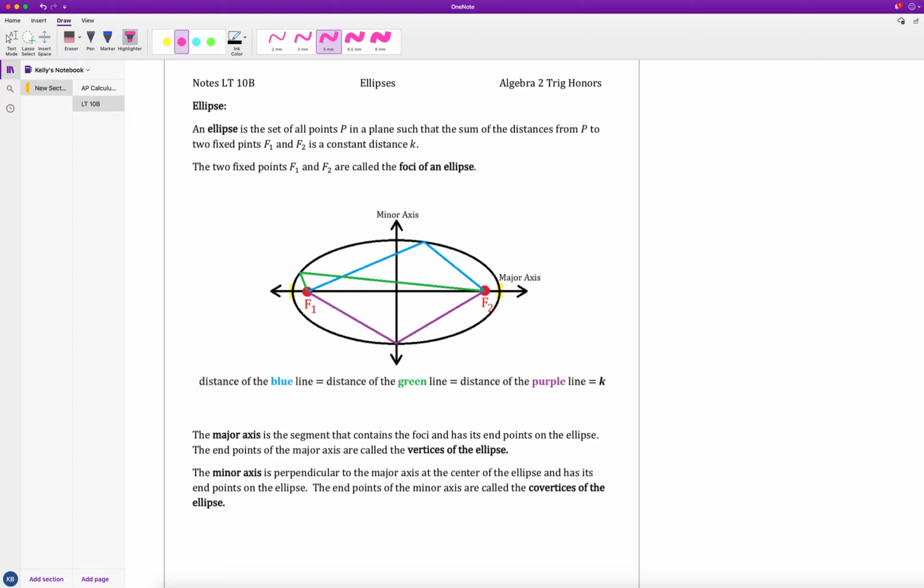Now, on the minor axis, which is the axis that runs perpendicular to the major axis, those endpoints we call covertices, and those I've highlighted in pink for us here. So the points that intersect the ellipse on the minor axis are called our covertices, and the 2 points that intersect our ellipse on our major axis are called our vertices. Now I know that this is a lot of vocab, and we have a lot of different terminology going on here, but we're going to go through quite a few examples to help us get used to this. The big thing I want you guys to remember is that the major axis has the vertices and the foci on it, and the minor axis has the covertices on it.